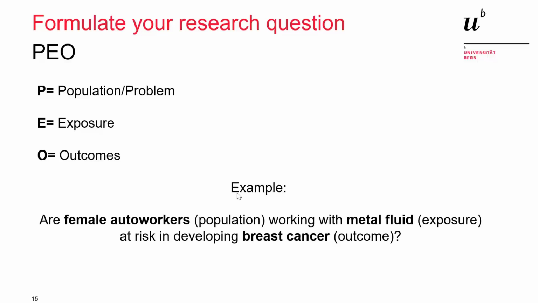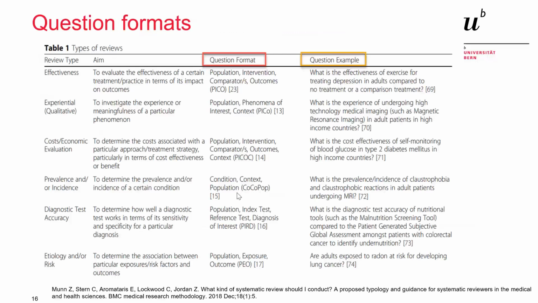We also have PEO, which is much simpler and can cover a broad range of research questions. PEO stands for Population or Problem, Exposure, and Outcomes. Are female auto workers working with metal fluid at risk of developing breast cancer? Here, our exposure is something that somebody might come into contact with at work. But exposure could also talk about diseases.